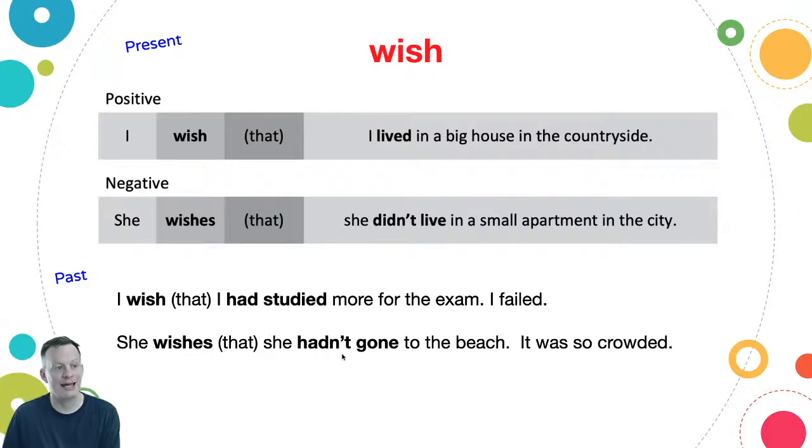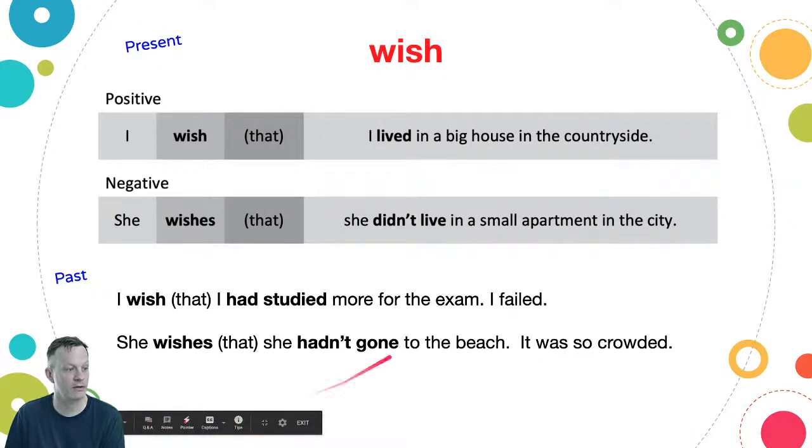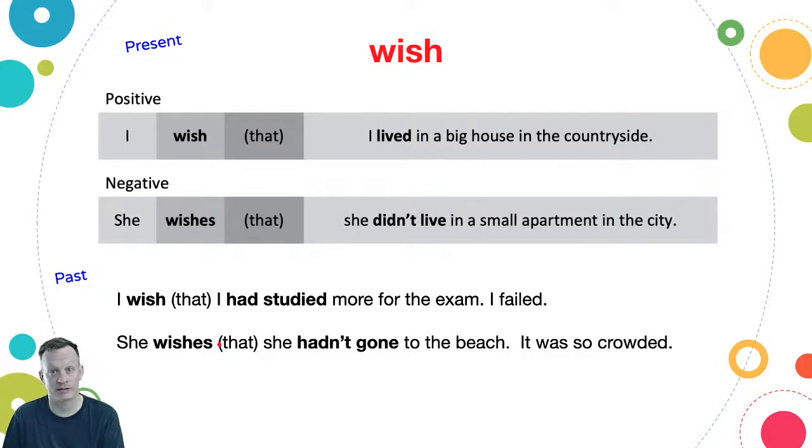She wishes that she hadn't gone to the beach. It was so crowded. All right, so here we go, and I lost my pointer again. Hadn't gone, the negative of the past perfect construction, to talk about the past. So wish and wishes, those stay the same. What I mean is that they are in the present. Even if we talk about the past, the wish is now, like, I wish I had studied for the exam more. I wish now that in the past I had studied for the exam.